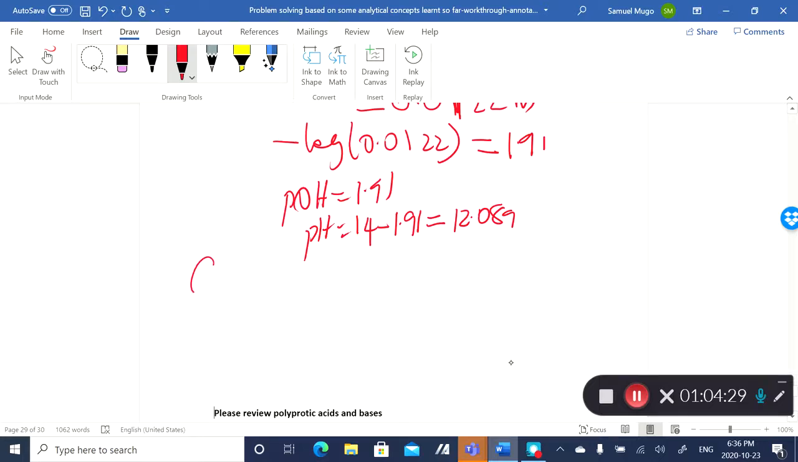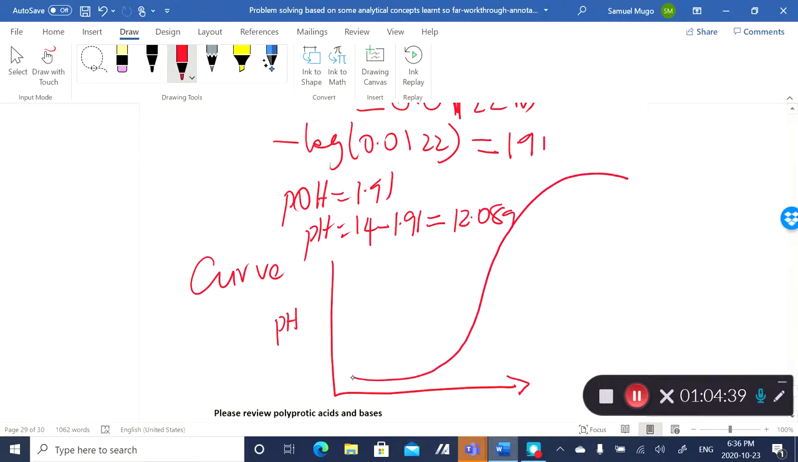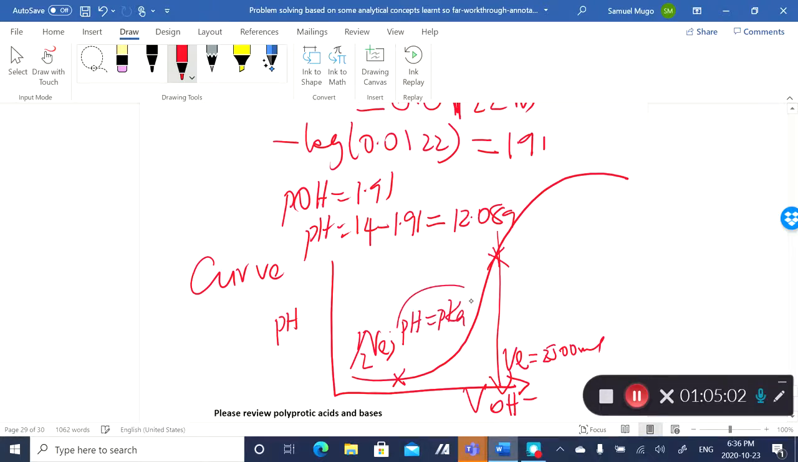So if you do the curve that you've been asked to plot, the titration curve, you can see the pH is increasing as you add the base, with the midpoint here being the VE at 25 mil. And remember the other landmark here, the half equivalence volume, a very important landmark. pH equals pKa, a very important landmark there.